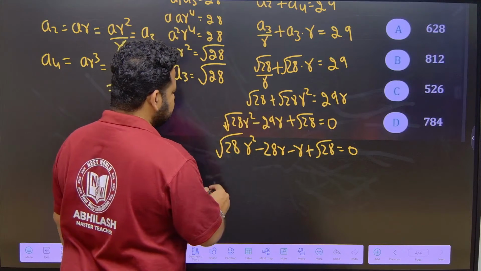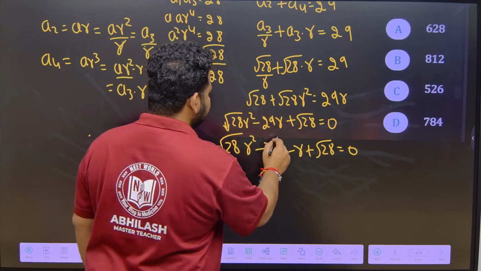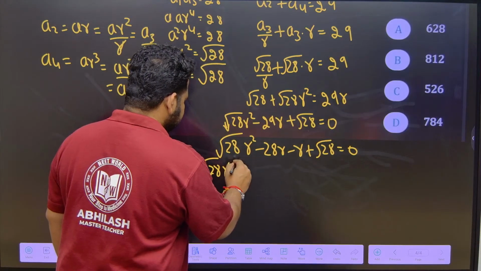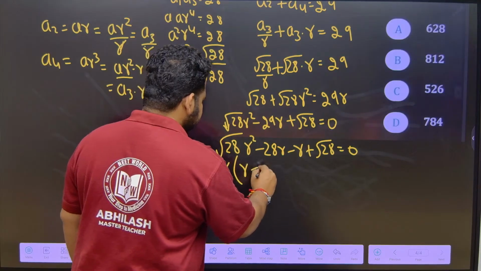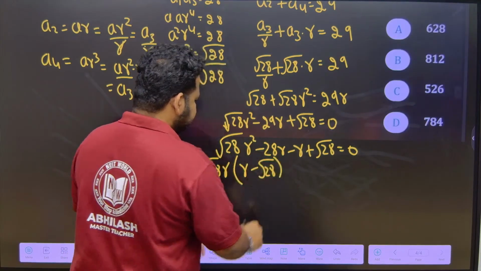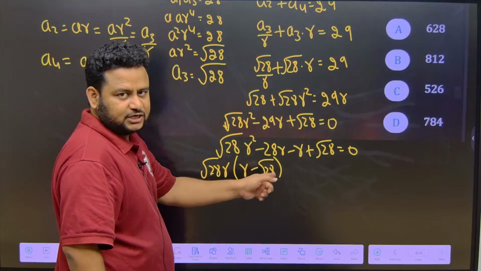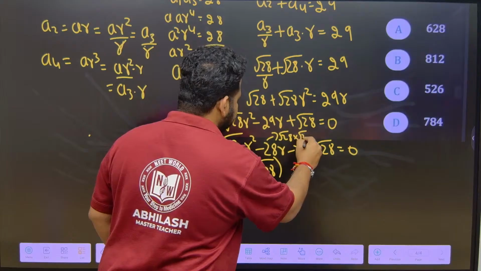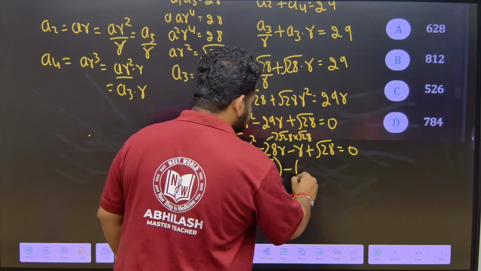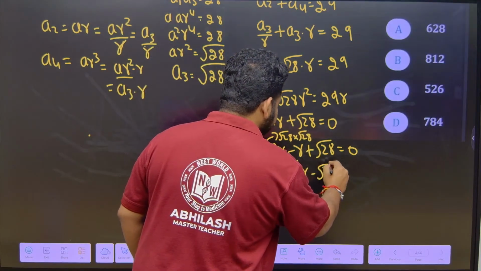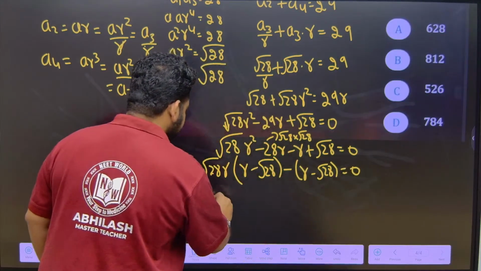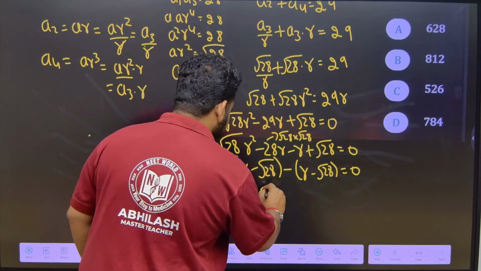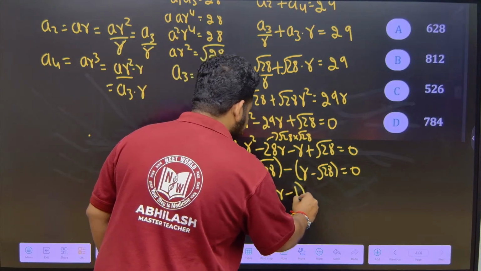I can take square root of 28 R common. So this will become R minus square root of 28. 28 can be written as square root of 28 into square root of 28. That is what I have done here. Minus, if I take it common, R minus square root of 28 is equal to 0. So what do we get? R minus square root of 28 as one of the factors, and square root of 28 R minus 1. This is what we get.